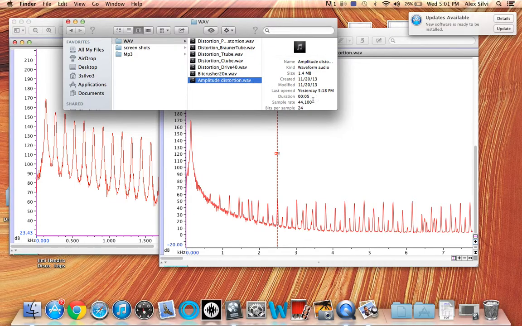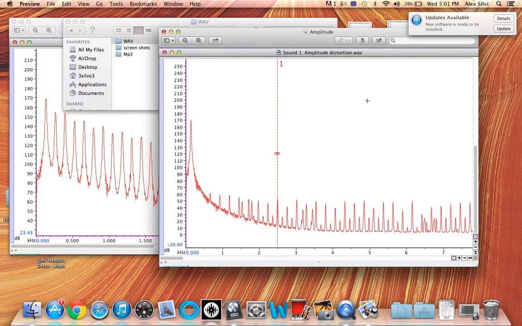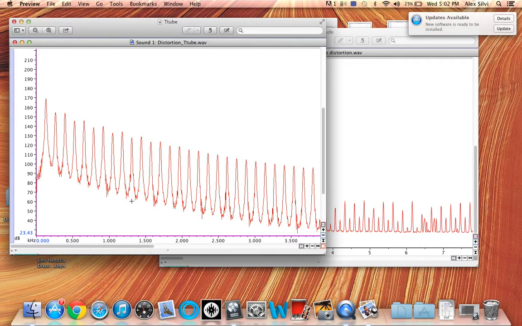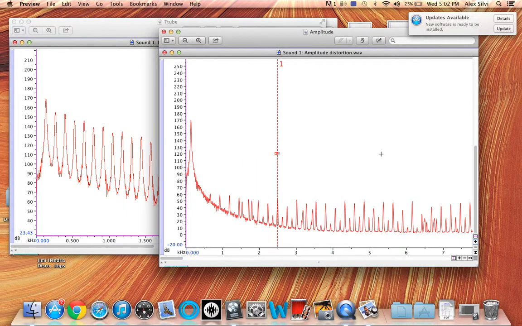Now, for the first 11 harmonics, it was only showing the odds, and then after that, it was every harmonic. And here's the fundamental way up here. It just doesn't look good compared to the other ones. It doesn't look good and it doesn't sound good.